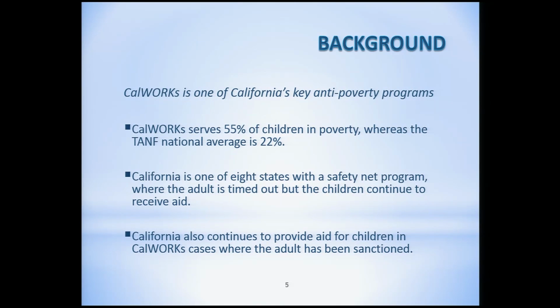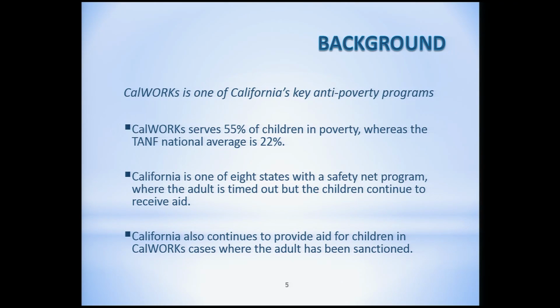California is one of 8 states with a safety net program where the adult times out, but the children continue to receive aid. Originally that was 5 years, it's now 4 years. And generally in the national parlance, these wouldn't count as child-only cases. As you'll see in some of our data, we track them separately, but I think of them as child-only cases because we no longer have an aided adult.